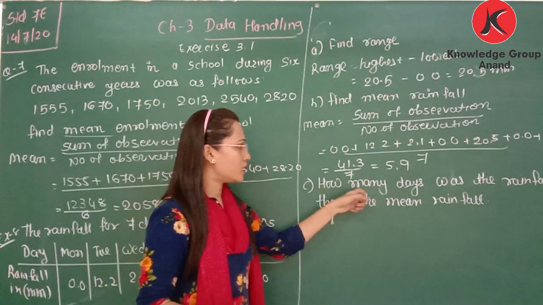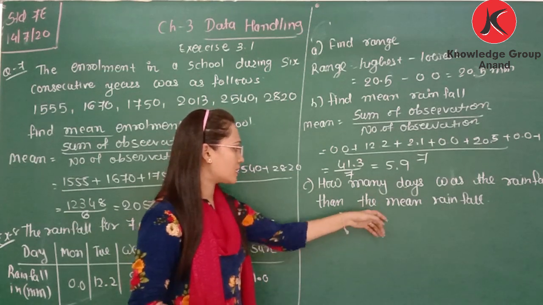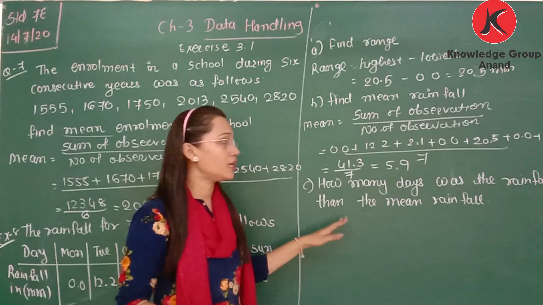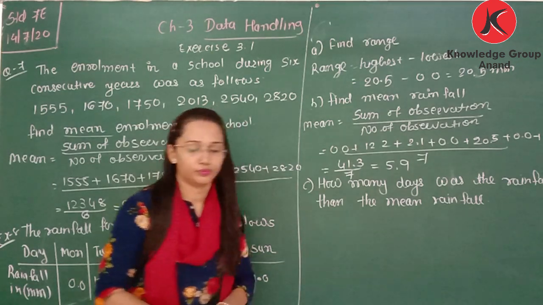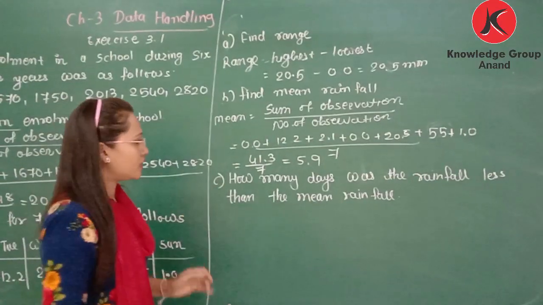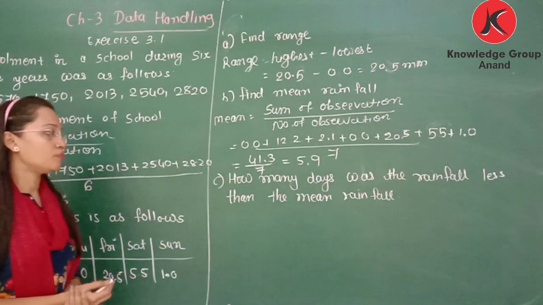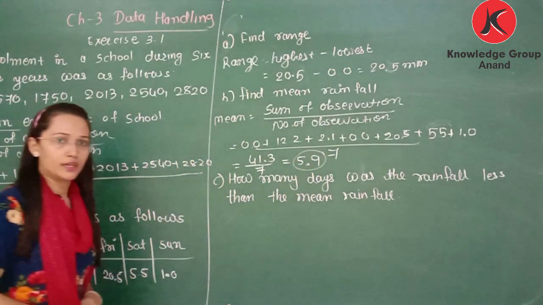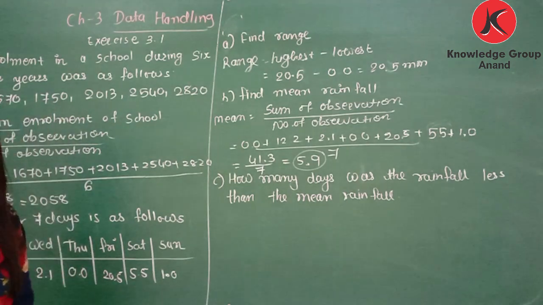Okay. Now next one. How many days was the rainfall less than the mean rainfall? How many days is the rainfall less than the mean rainfall? Now what is the mean rainfall? You can see it is 5.9. In the table, how many days is the rainfall less than the mean rainfall?